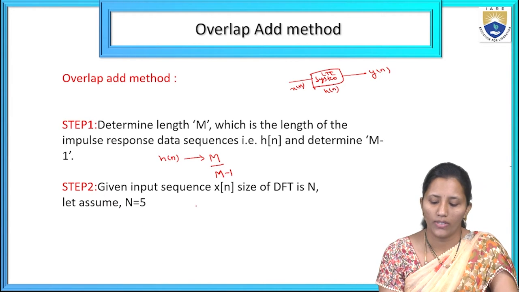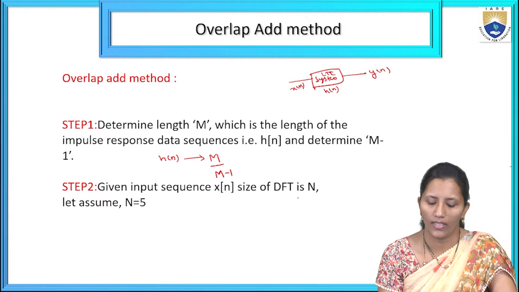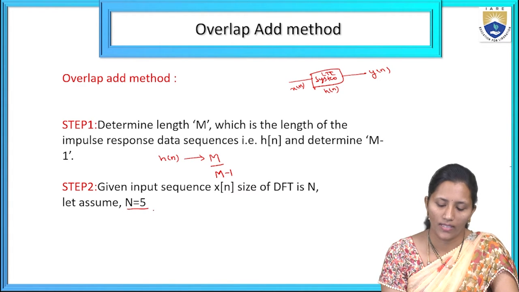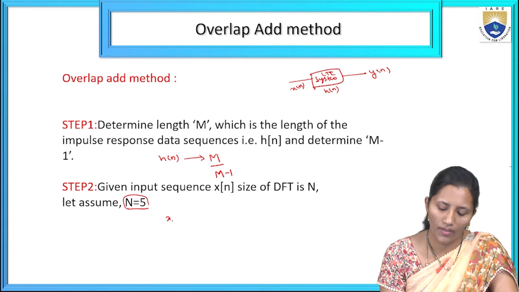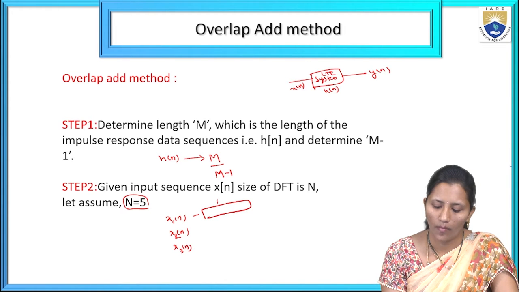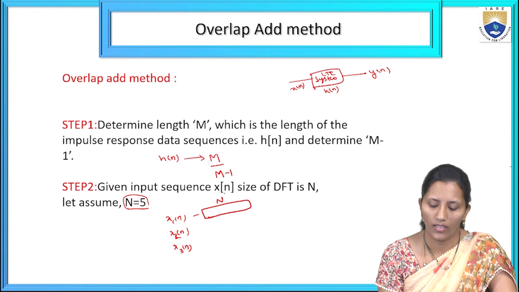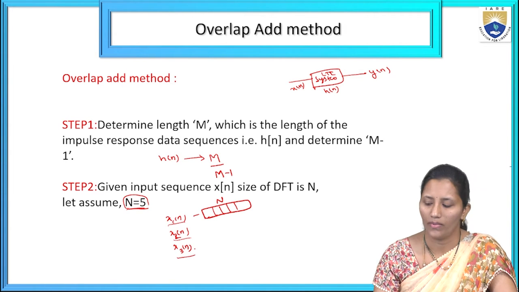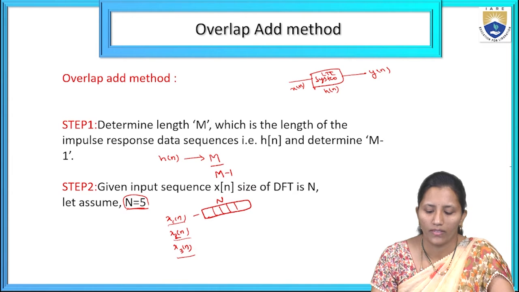Then, given the input sequence x of n, the size of the DFT is N. We have to assume the N value, say N is equal to 5 or 6. What does N mean? After dividing the input signal into blocks, each block should contain capital N number of samples. If it has 5 samples, we assume N is equal to 5. So capital N represents the number of samples in the section blocks.